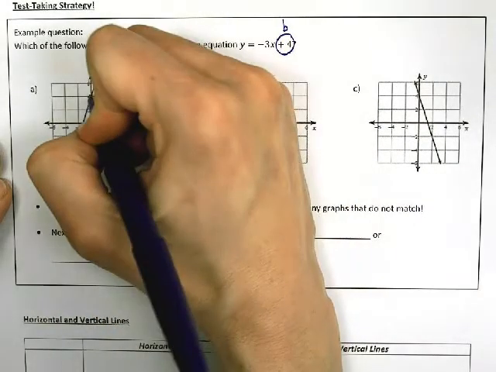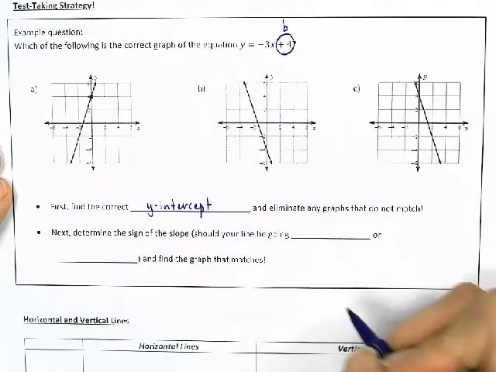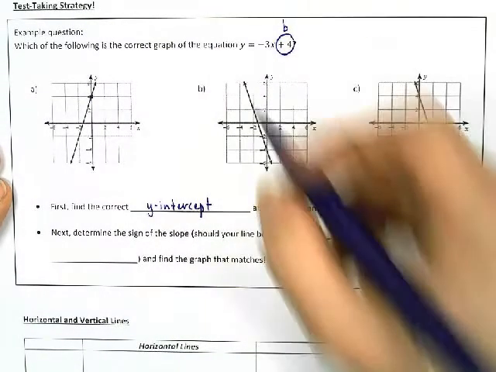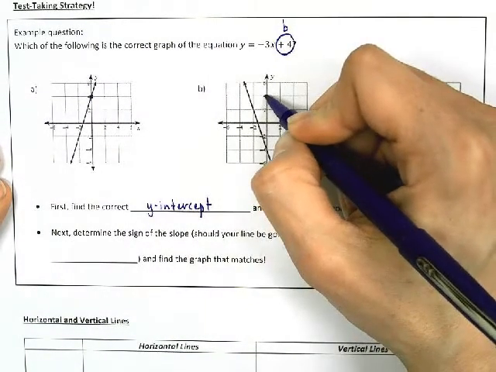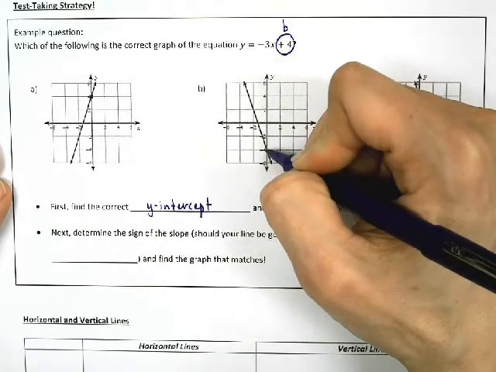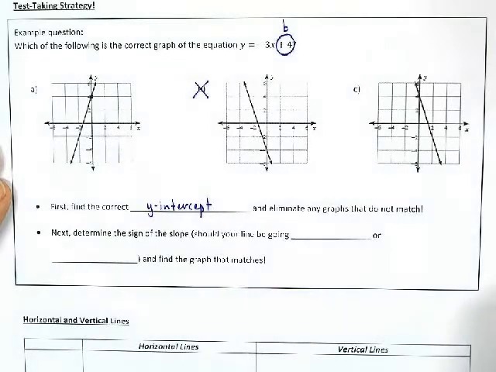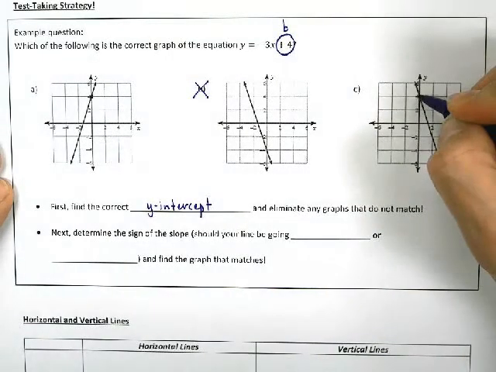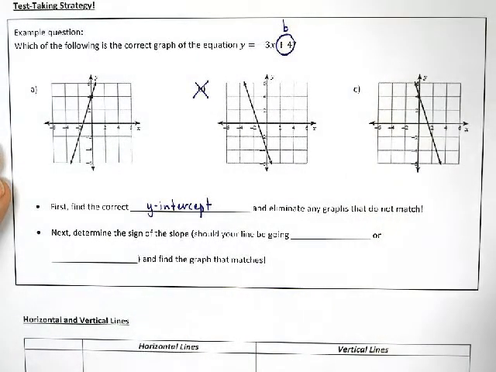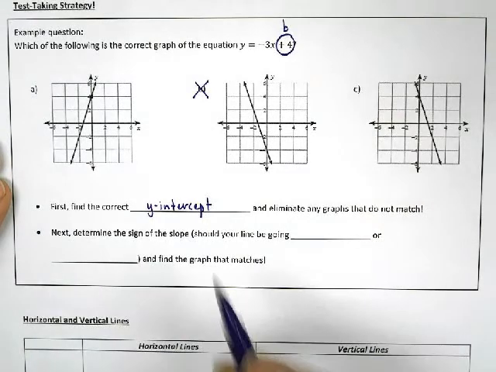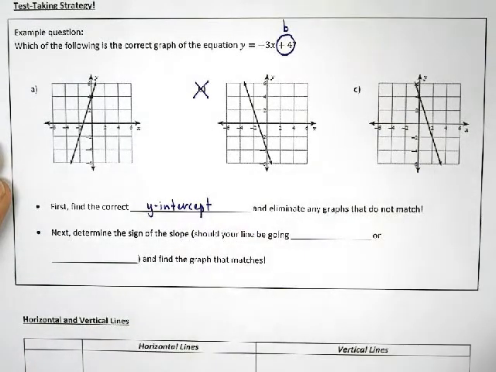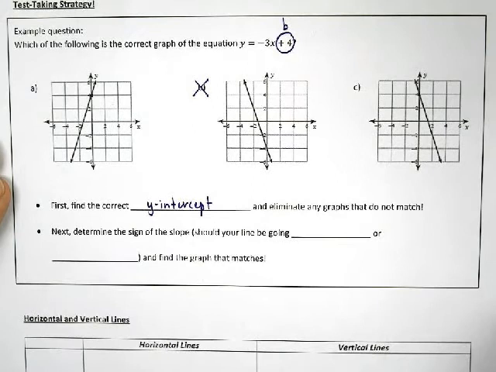So if I look here, well, this line does cross y at positive 4, so that's okay. B, I notice, does not cross at positive 4. It crosses at negative 4, so B can't be the answer. And then C, let's see, it looks like it does cross, so C is still a possible answer. But at least now I've reduced my choices, so I have a better chance of getting the right answer.